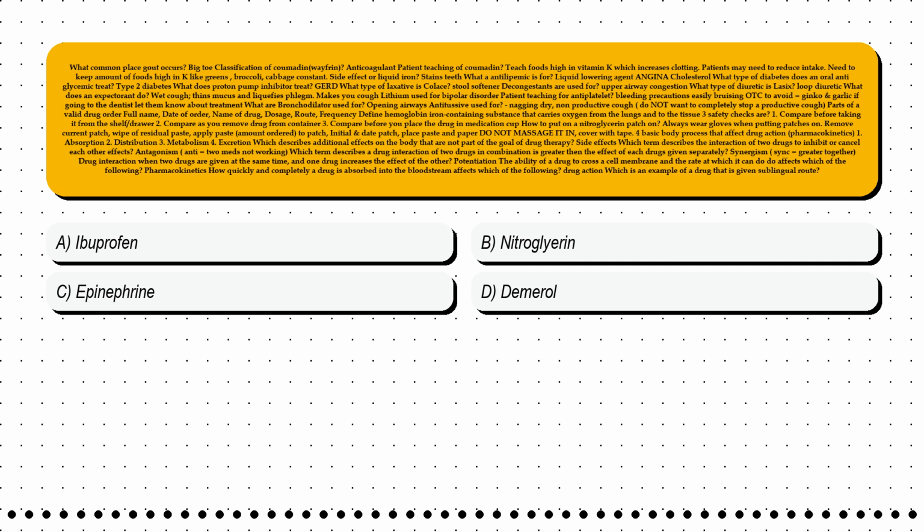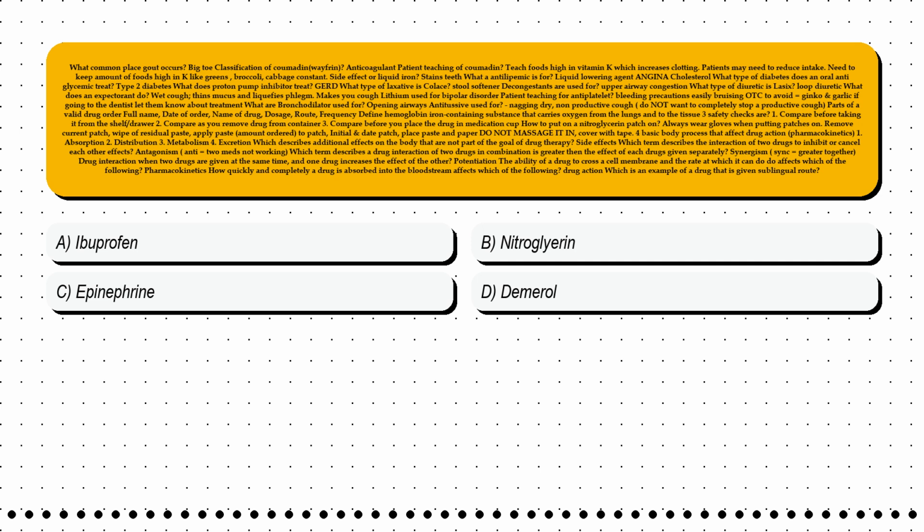Synergism; syn equals greater together. Which term describes a drug interaction when two drugs are given at the same time and one drug increases the effect of the other? Potentiation. Which term describes the ability of a drug to cross a cell membrane and the rate at which it can produce effects? Pharmacokinetics. Which term describes how quickly and completely a drug is absorbed into the bloodstream?